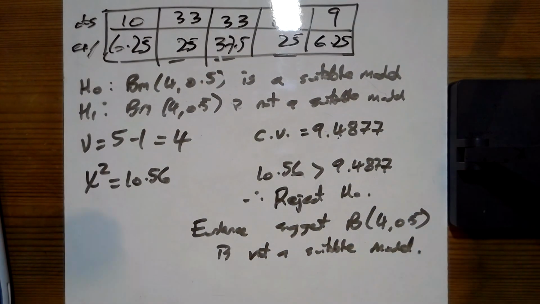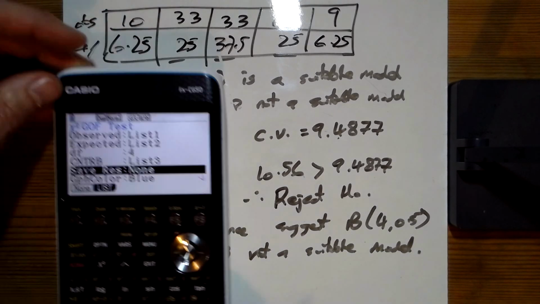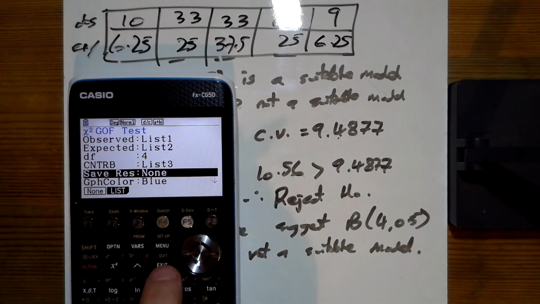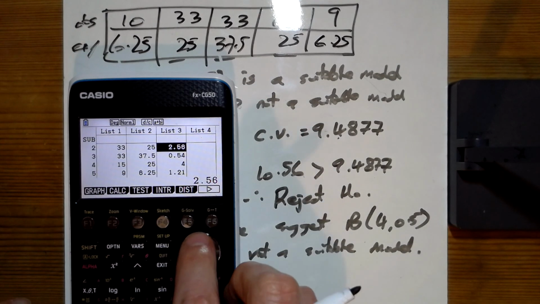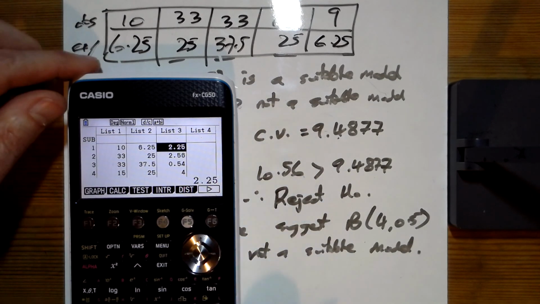And as we've done it really quickly, look, it's only 4 minutes and it's a 9-mark question. What we do is we can bring back the calculator. And because we saved all our contributions down here, see those there, we put them into list 3, we could write those things down as well, couldn't we?